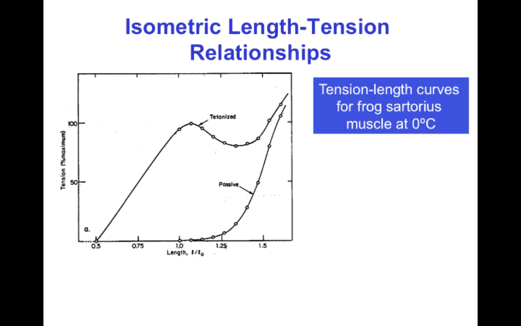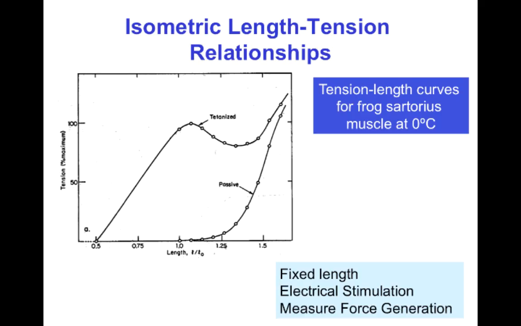So here we go from 0.5 to over 1.5. So over a wide range of lengths, the muscle can generate force, but it generates maximal force fairly close to the point at which it's roughly slack. And then if you stretch it, the force goes down, and if you shorten, the force goes down.